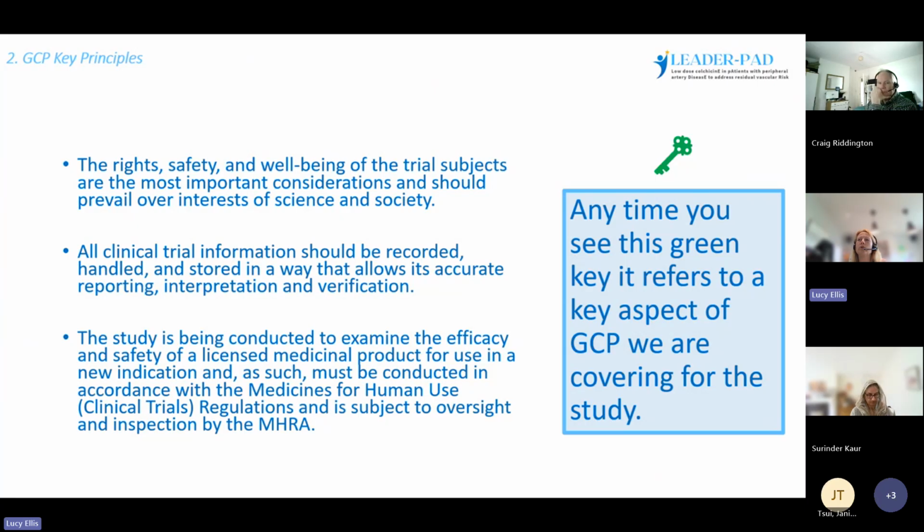And that all clinical trial information should be recorded, handled and stored in a way that allows accurate reporting, interpretation and verification. So by attending this SIV today, you're being trained to perform your role in LeaderPad. And it's one of the ways you're ensuring that you're compliant with GCP. Anytime you see that little green key on the slide, it just means that we're noting a key aspect of GCP that is relevant for LeaderPad.